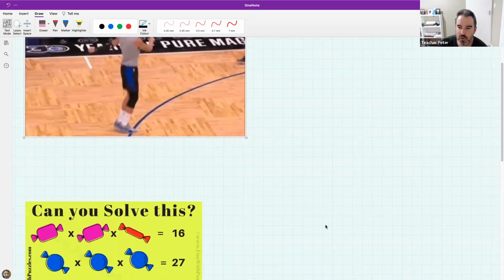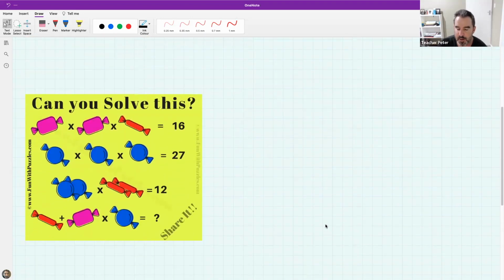Okay, because we're short on time today, I'm not going to do the puzzle, but normally we would do a puzzle at this stage. And actually, you know what? Screw it. Let's do the puzzle. So I want to know, what is a red sweet plus a purple sweet times a blue sweet?